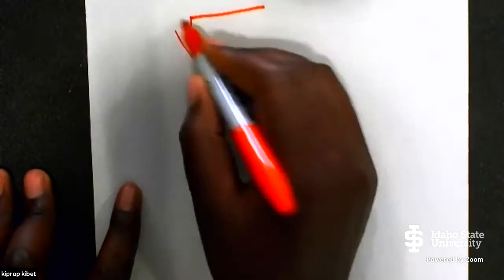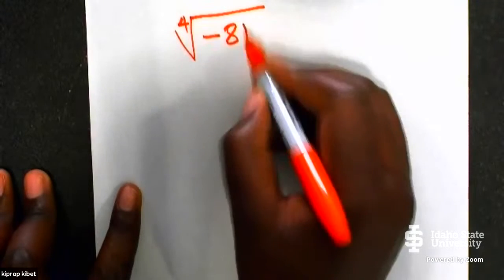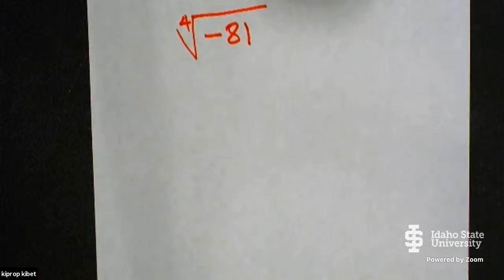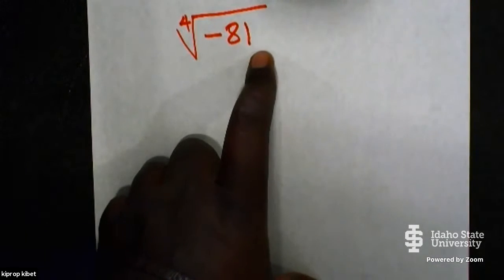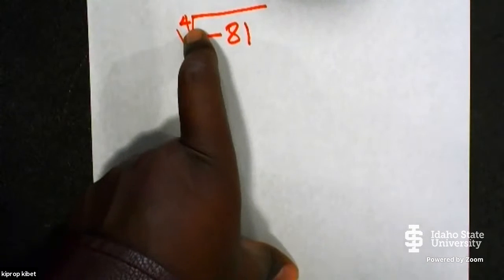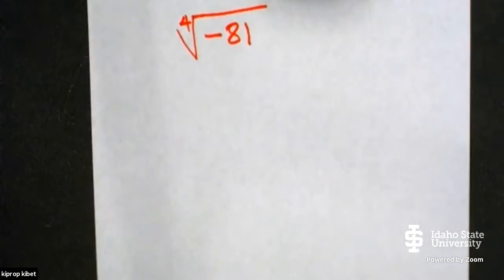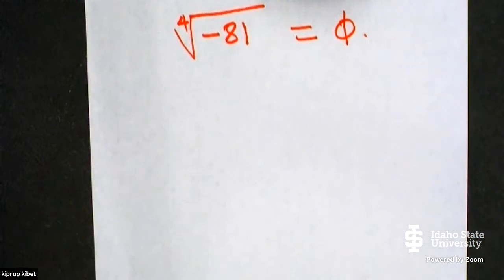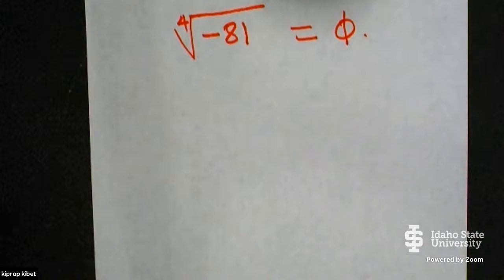Another example. If you're given also, let's say, the fourth root of minus 81. Because this is even, then without even solving, there is no real value. So there is no real number.